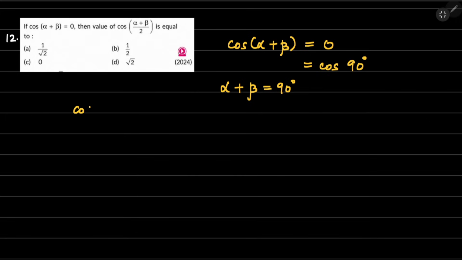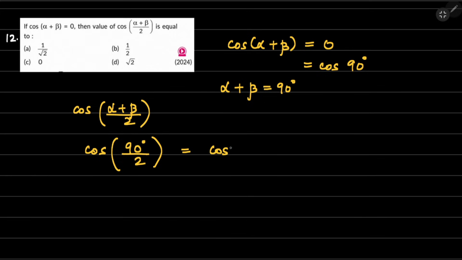So what is asked? You are asked cos of alpha plus beta by 2. That is nothing but 90 degree divided by 2, which is cos 45. What is cos 45 degree? It is 1 by root 2. Right? Sin 45, cos 45 is 1 by root 2. So the correct answer is option number A, which is 1 by root 2. Right? Let's move on to the next one.